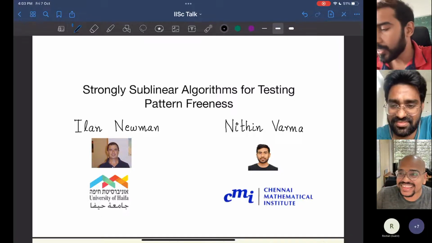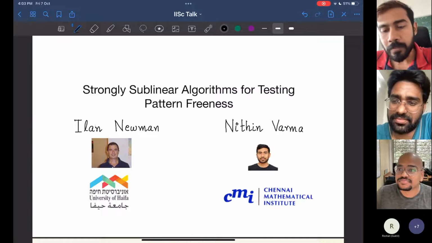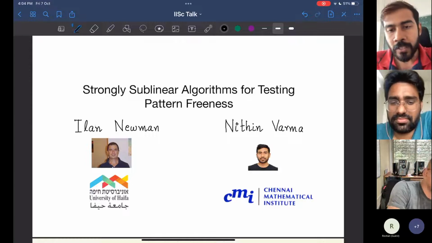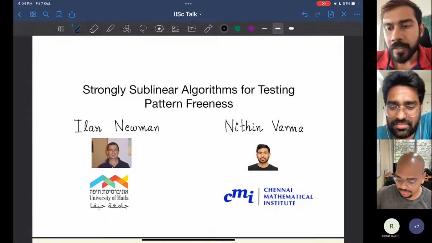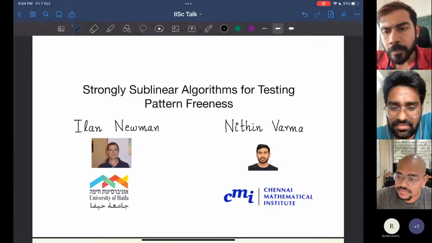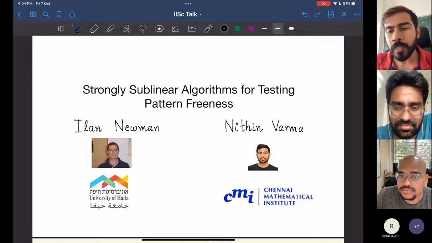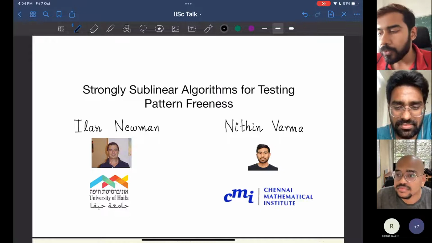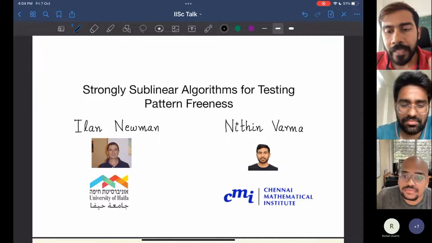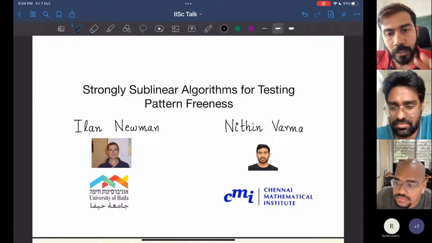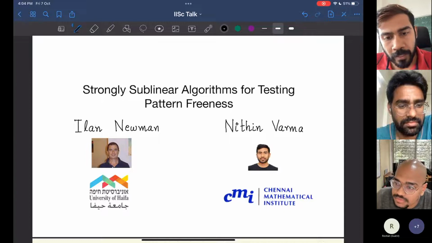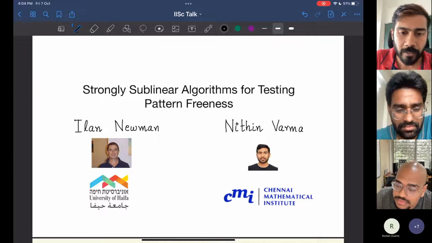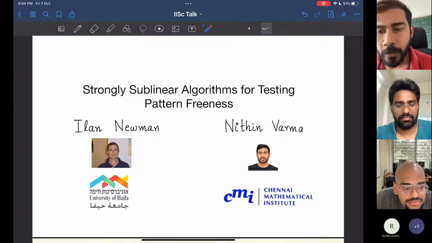Yeah, so I will be speaking about our recent work on sublinear algorithms for testing pattern freeness, jointly with Newman at the University of Haifa. And since there are not many in the audience, we can go at a slow pace, and you can ask questions, stop me at any point if you want clarifications. This is going to be a high level talk in some sense. I'll be doing a bunch of hand waving of our techniques, but feel free to stop me and ask me more detailed questions. That's fine. Okay, so let's get to the material.